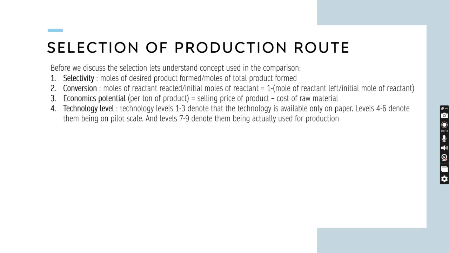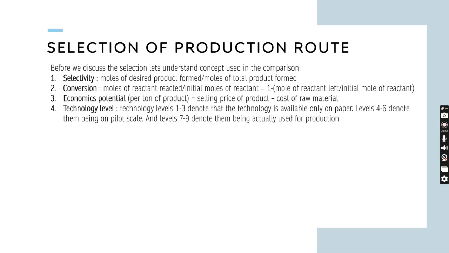Then the next thing is technology level. Technology level is about the process you are going to use, and what kind of confidence you have at a technological level in that process. Technology levels 1 to 3 denote that the technology is available on papers. It means someone has done the reaction in a lab, the reaction was successful, it can be done, but no pilot plant has been made over that, and it has not been tested even at a pilot level. So this technology will be less reliable than the technology of levels 4 to 6, which denote that these technologies are used to produce a pilot scale plant.